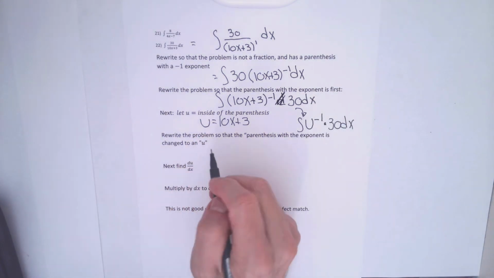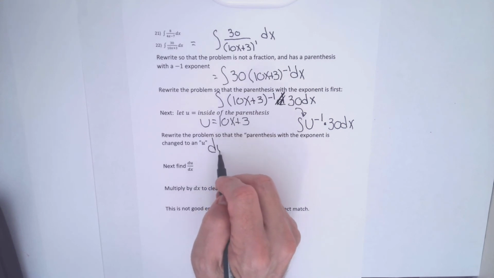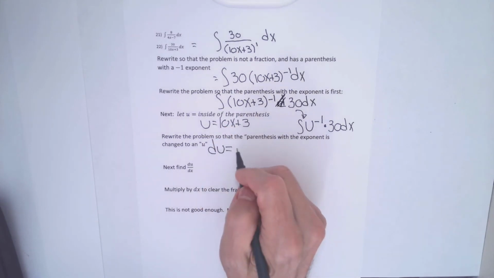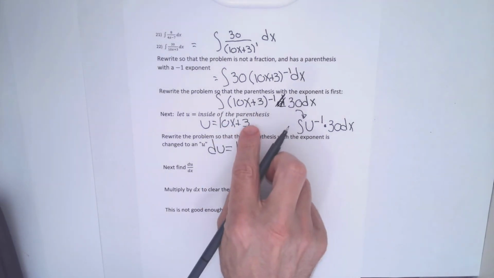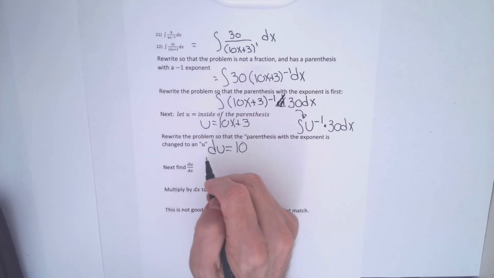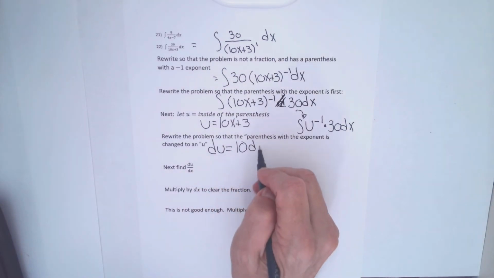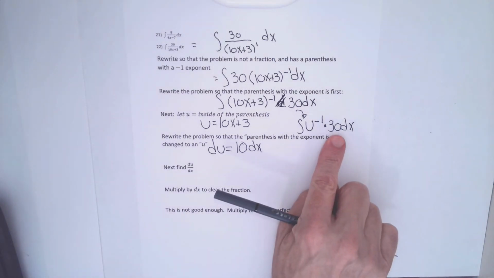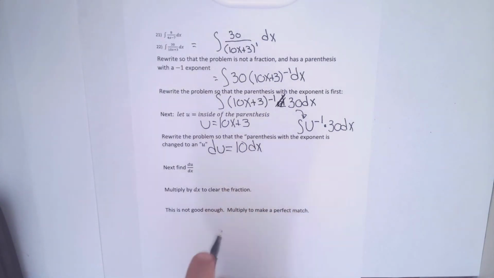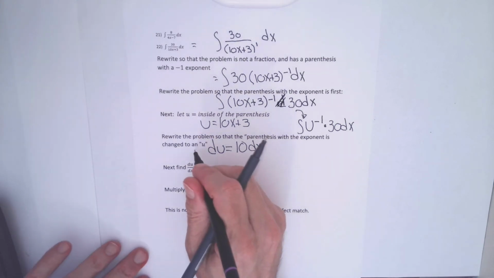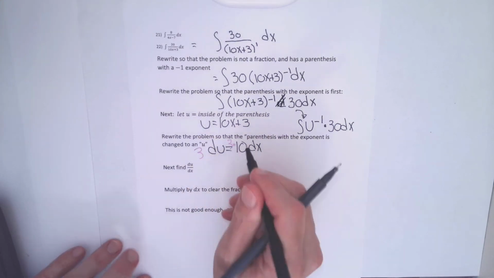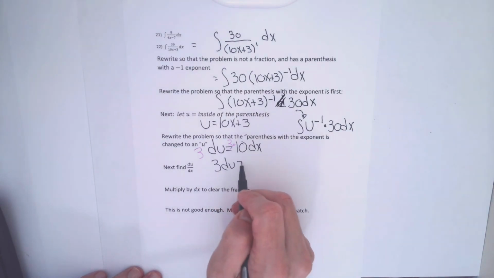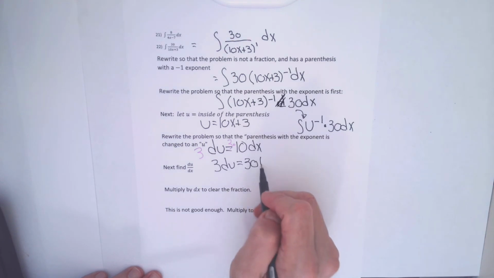Let me take the derivative. The derivative of u is du dx, but I'm going to multiply by that dx, get it onto the right-hand side. The derivative of 10x is just 10. The derivative of 3 is just 0. So instead of dividing by dx and multiplying it, I'm just going to write it like that with the dx on the right-hand side. Trying to get rid of 30 dx, I have 10 dx. Not good enough, so I'm going to multiply by 3, because 3 times 10 will give me the 30. This will give me 3 du equals 30 dx.